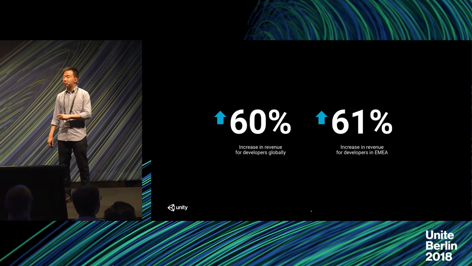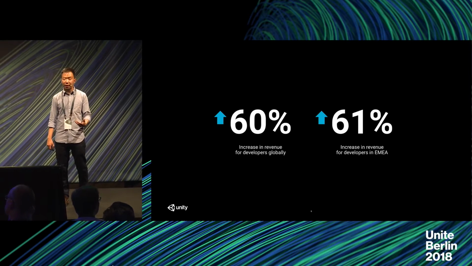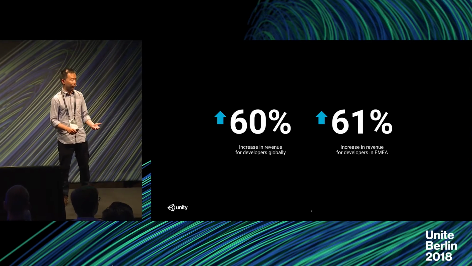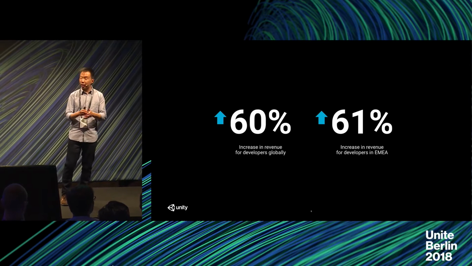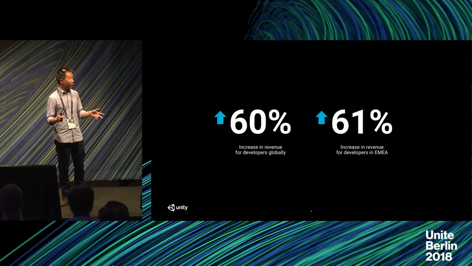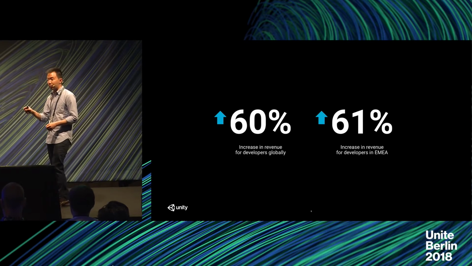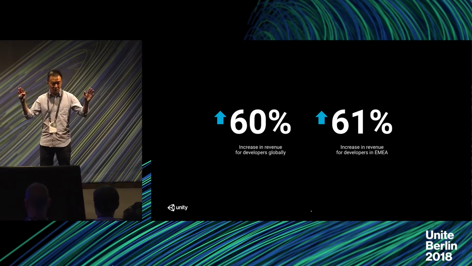Before we tackle the remaining opportunities that this product is aiming to solve, let's first celebrate the things that we have done so far. So this is really a congratulations and a big round of applause to all of you in the room. For those of you that have partnered with Unity, you have made 60% more revenue this year versus last year. And for those of you in EMEA, you have made 61% more this year than last year. So a big round of applause for everybody in the room.